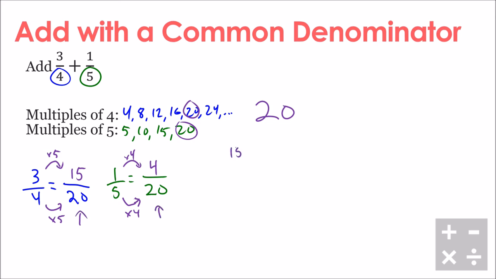So I've got 15 out of 20. I can add that to 4 out of 20. And for my last unit, this is pretty straightforward from here on out. 15 plus 4 gives me 19 out of 20. I always check to see if that's in lowest terms. In this case it is. Here is my answer. So 3/4 plus 1/5 ends up giving me 19 out of 20.